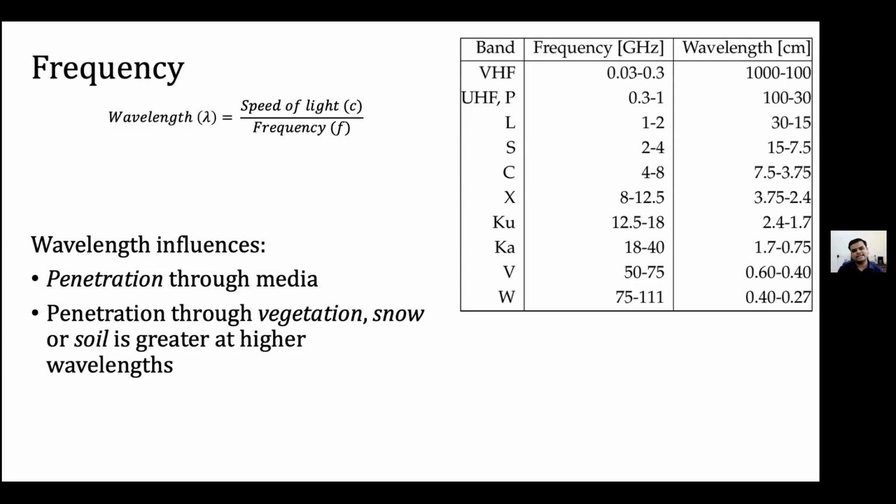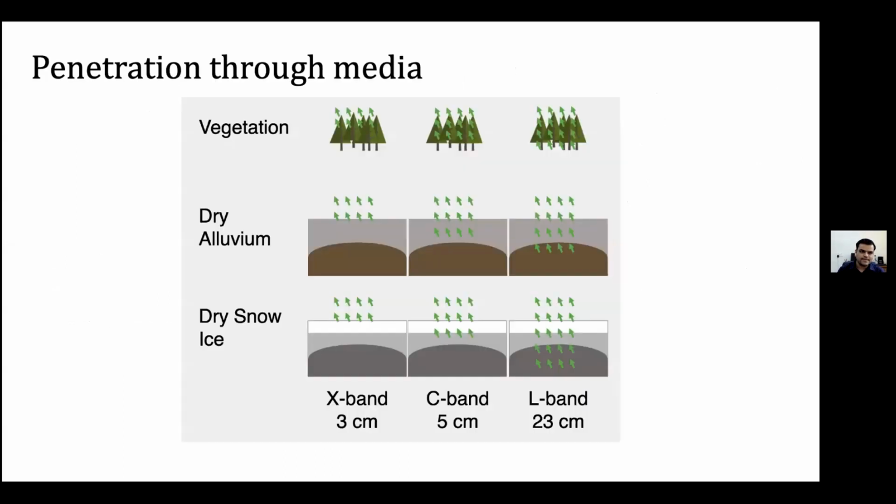So how does wavelength influence the data? The penetration of the radar data through a medium is highly dependent on the wavelength. For example, the lower the frequency, the higher the wavelength, and we see more penetration. So C band will penetrate less through vegetation, while L band will penetrate much more. If you're looking to understand something under a vegetation canopy, or to study the vegetation canopy, then L band and P band would be much more useful than higher frequencies.